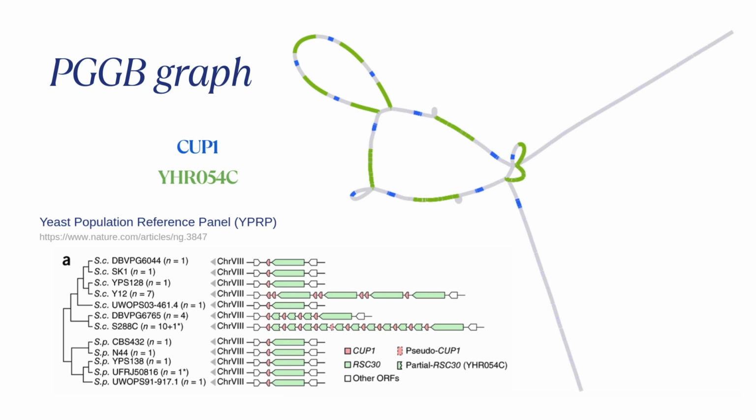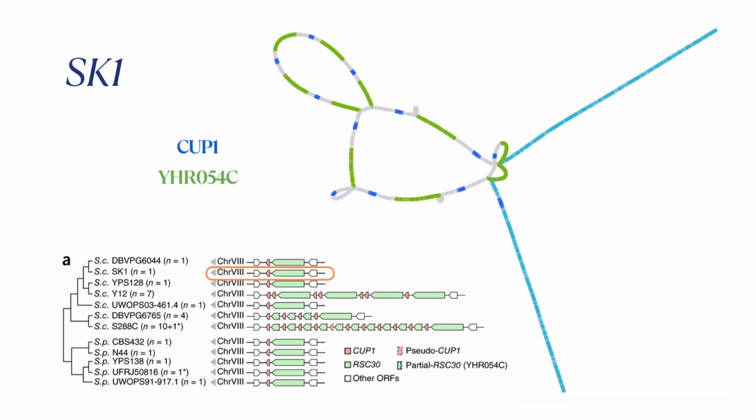We are going to be comparing our PGGB graph of the CUP1 region to the gene-based schematic created by the Yeast Population Reference Panel, YPRP, for the same region. Our graph is in the upper right-hand corner and has the CUP1 gene highlighted in blue and the YHR054C gene highlighted in green. The schematic is in the bottom left. Because Bandage lays out the graph differently each time, your graph may look a little bit different.